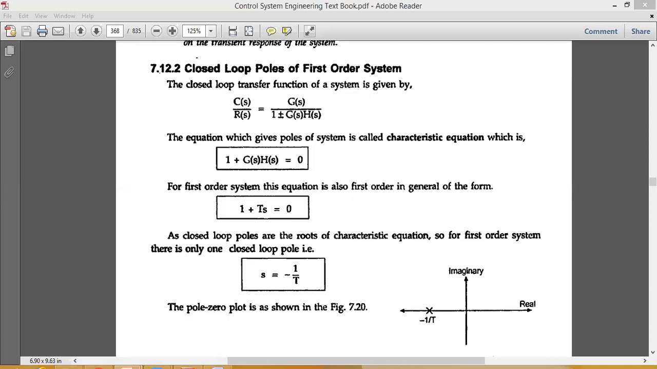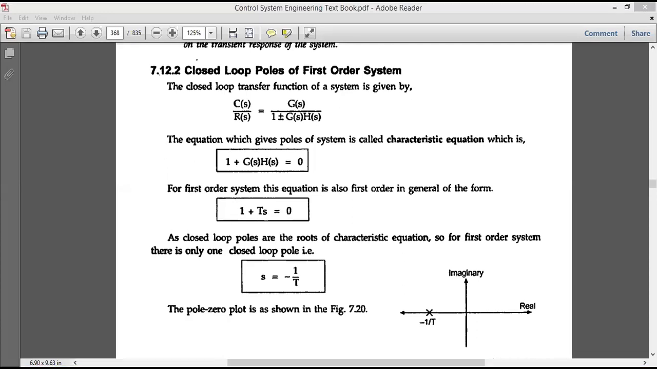In this time response analysis part 2, today we will see how we can solve the time response analysis for a closed loop control system, or simply you can call it the closed loop system of a first order system.